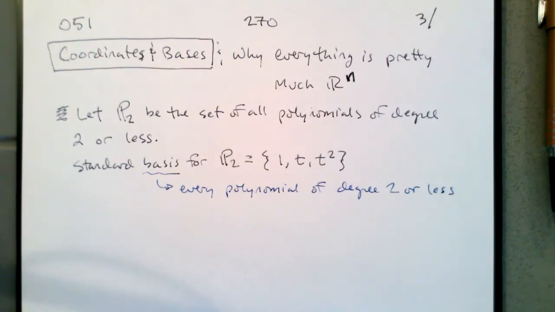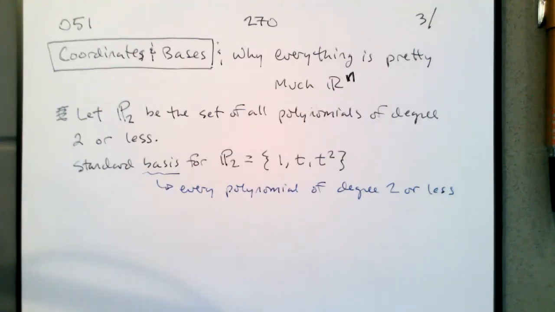Next, we want to look at coordinates and bases, and this will be why everything is pretty much Rn. Let's consider a vector space that is not Rn, but we're going to make it look like Rn. So P2 is the set of all polynomials of degree 2 or less. The standard basis for P2 is 1, t, and t squared.